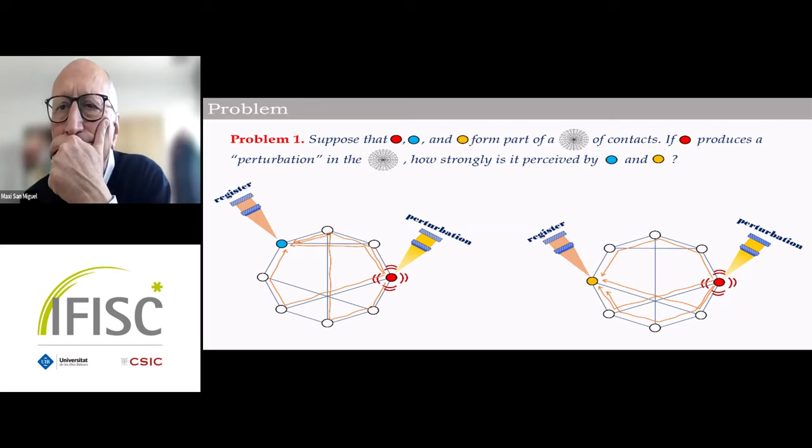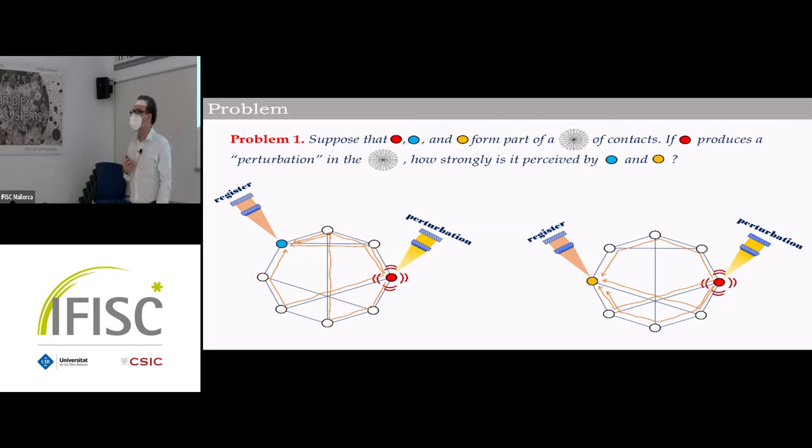It is important that you realize that this particular graph has been selected intentionally. Why? Because all the nodes in this graph have exactly the same degree. So it's a regular graph. But all the nodes also have the same closeness centrality, the same eigenvector centrality, and the same betweenness centrality. So you will fail if you try to figure out by centrality measures which of these two nodes will be more influenced by this perturbation.